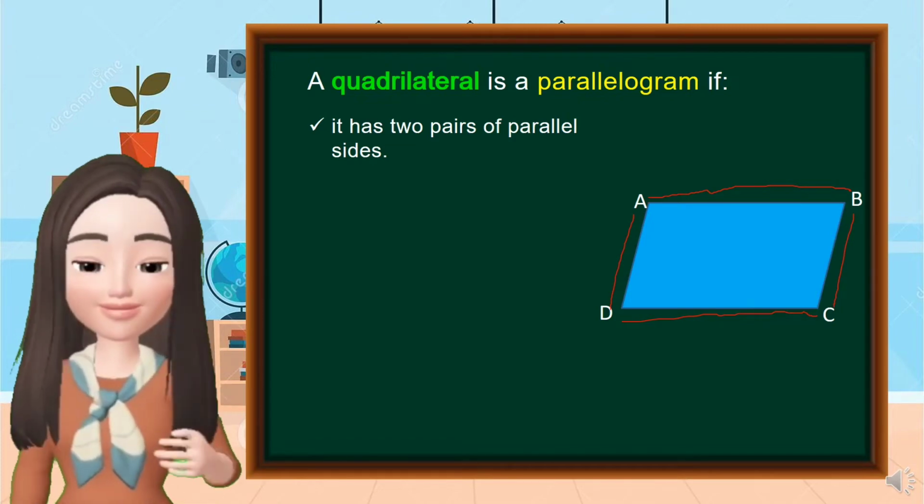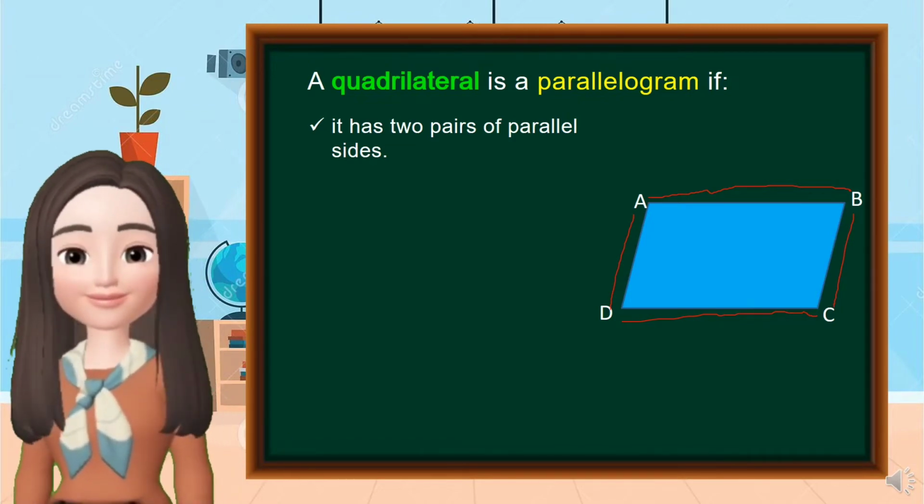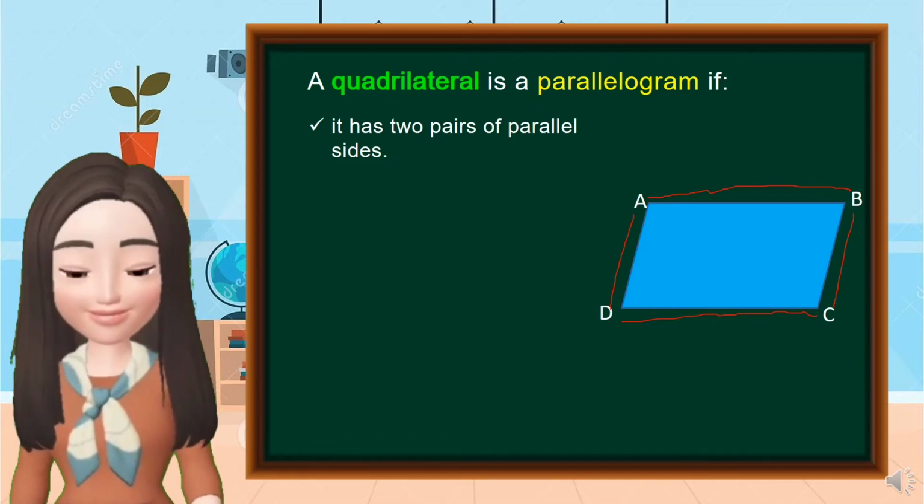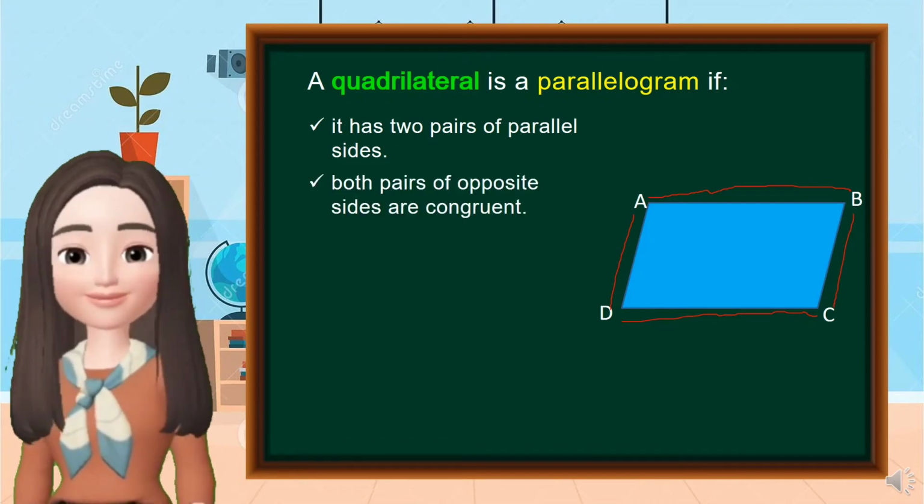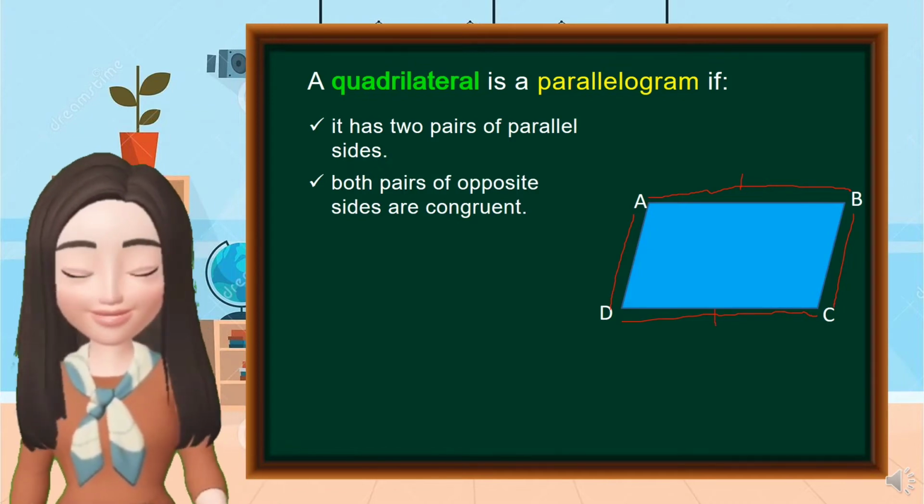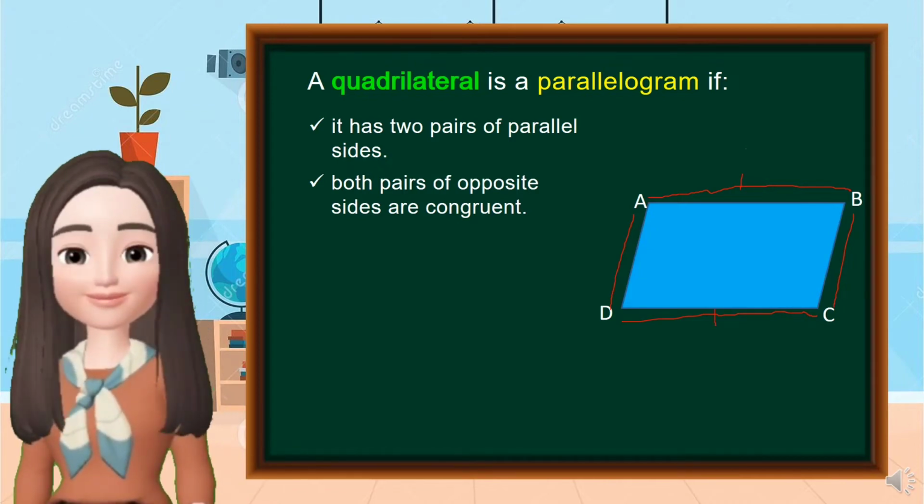Since dalawa yung pares niya ng parallel sides, so it is a parallelogram. Another one is both pairs of opposite sides are congruent. So, dapat po ang ating opposite sides, ito, side AB and side BC are congruent. Parehas lamang ng sukat. If this measures 5 cm, dapat ang measure ng ating side BC is also 5 cm.